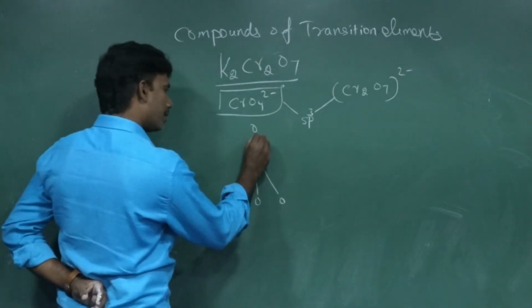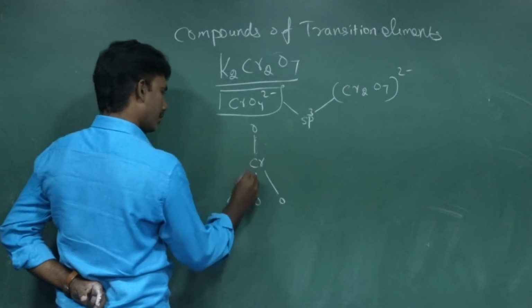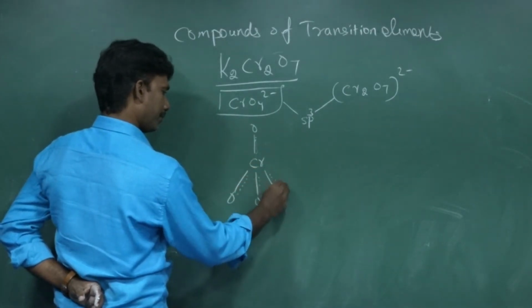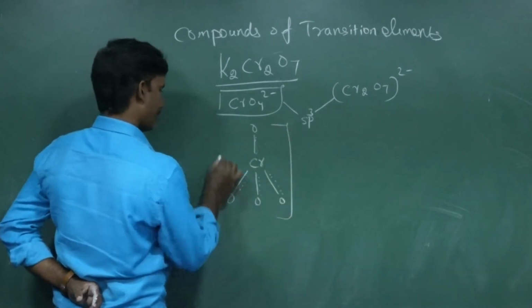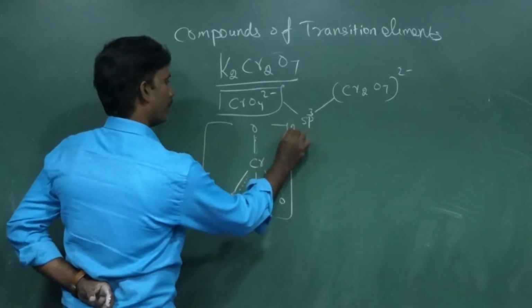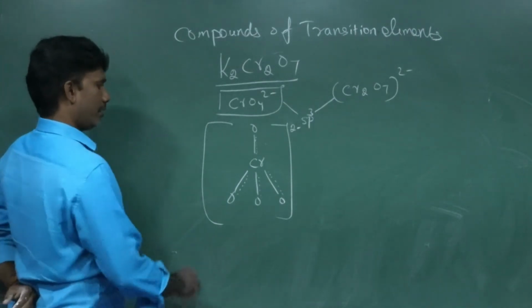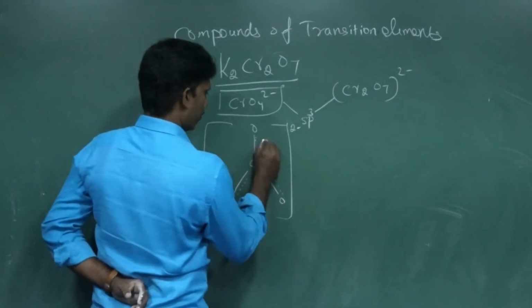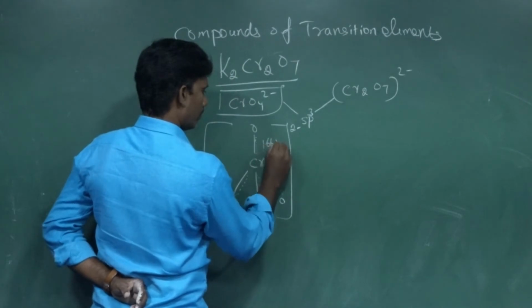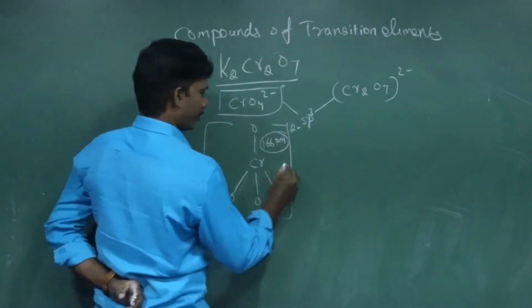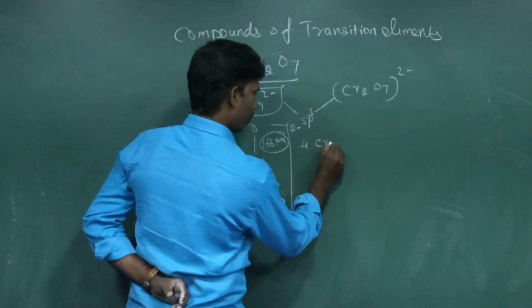So the partially double bond character arises. So I am putting it like this. Two minus, partial double bond character is there. Here the bond length is 166 picometer. There are 4 CrO bonds.